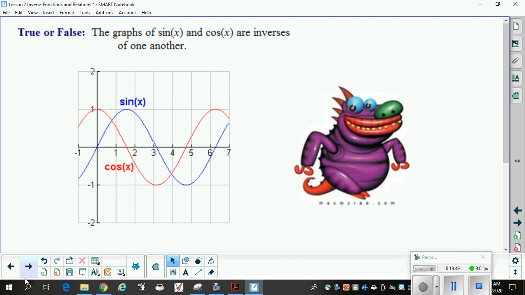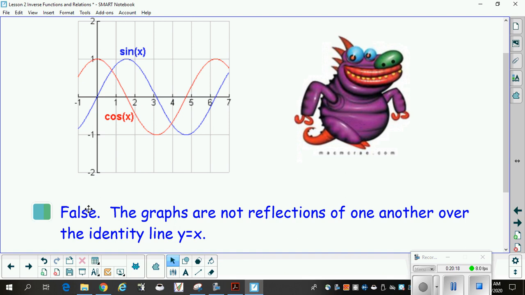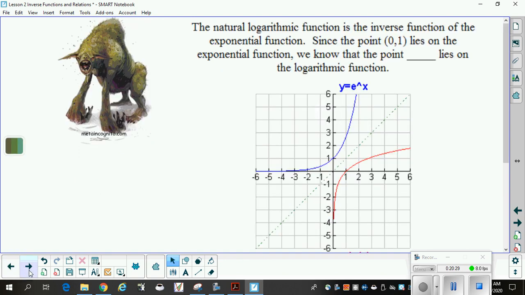True or false? The graphs of sine of x and cosine of x are inverses of one another. Now, before you go, whoa, I haven't learned how to graph sine, I haven't learned how to graph cosine. Doesn't matter. It doesn't matter what they're called. If I took away their names and said, is blue squiggly the inverse of red squiggly? You know how to do this. And your answer? False. The graphs are not reflections of one another over the identity line y equals x. Remember, that's all you're looking for. Is it a reflection over the identity line?